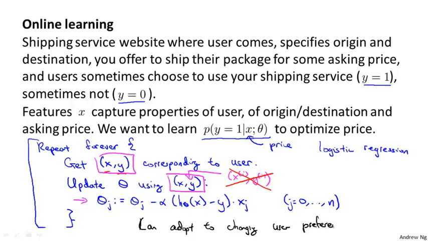And in particular, if over time, because of changes in the economy, maybe users start to become more price sensitive and less willing to pay high prices, or become less price sensitive and willing to pay higher prices, or if different things become more important to users, if you start to have new types of users coming to your website, this sort of online learning algorithm can also adapt to changing user preferences and keep track of what your changing population of users may be willing to pay for. And it does that because if your pool of users changes, then these updates to your parameters will just slowly adapt your parameters to whatever your latest pool of users looks like.